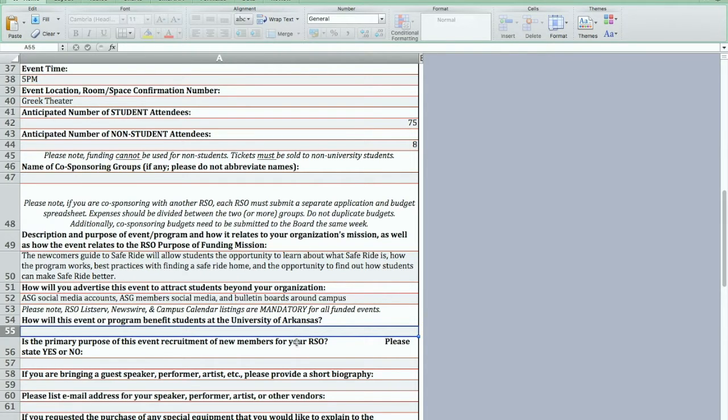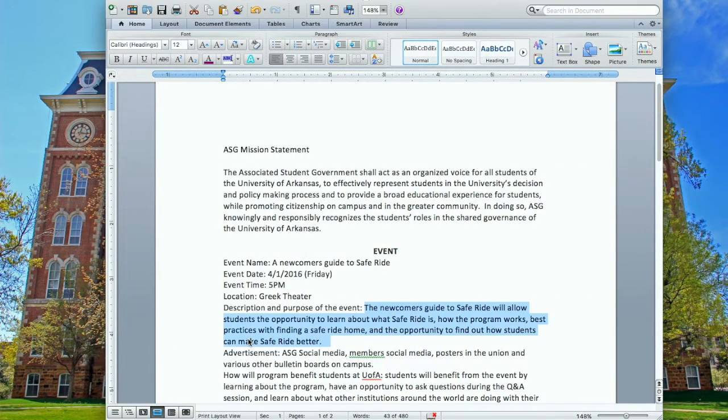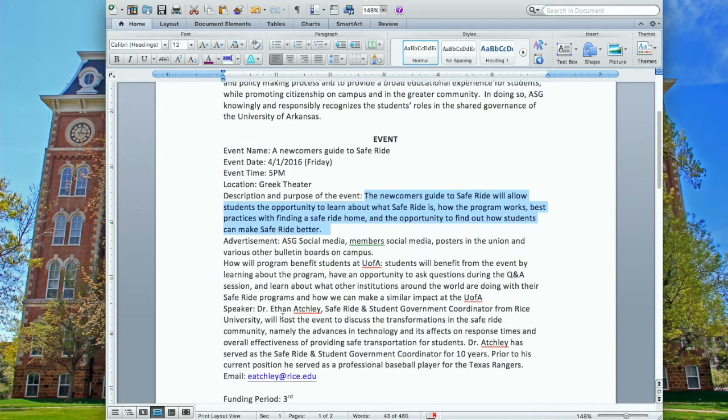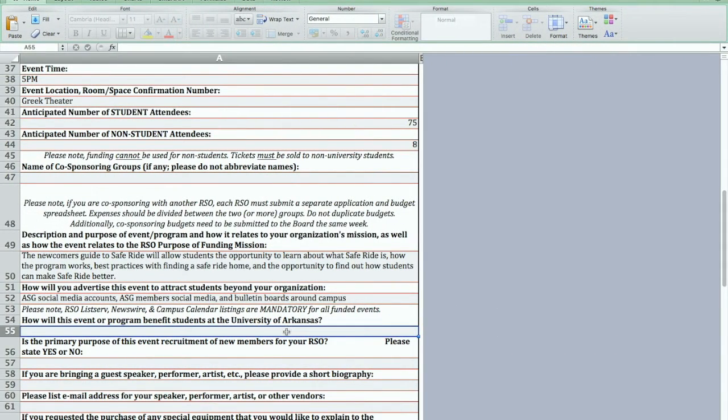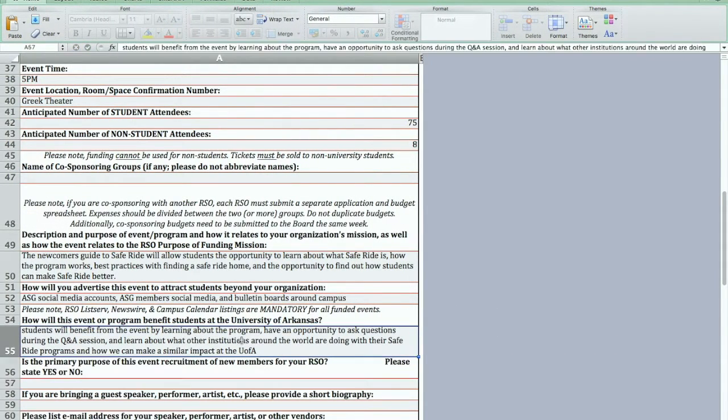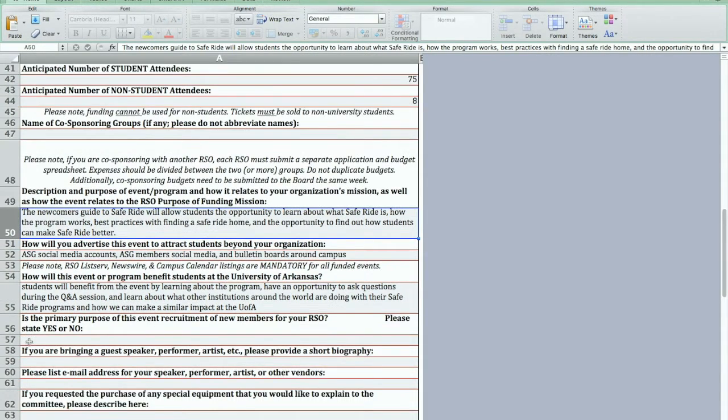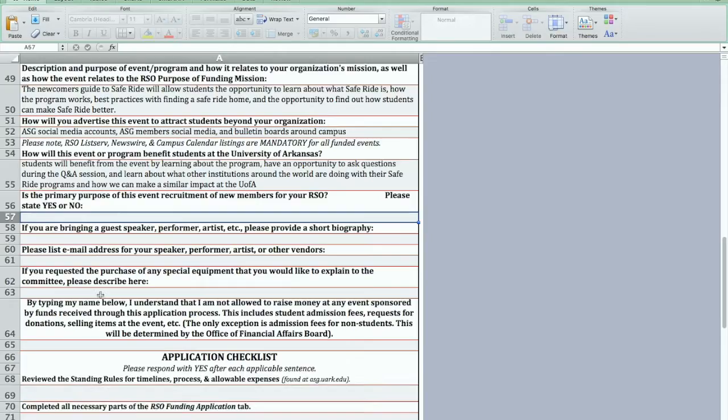So how will this event or program benefit students at the University of Arkansas? I have this here. Again, I'm not going to waste too much of your time. I'm just going to copy and paste this description. Again, please try to be as thorough as possible in both of these cells about the content of your event.